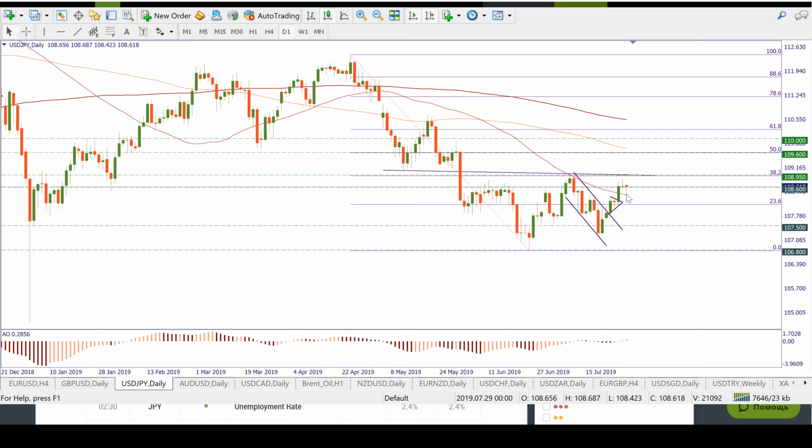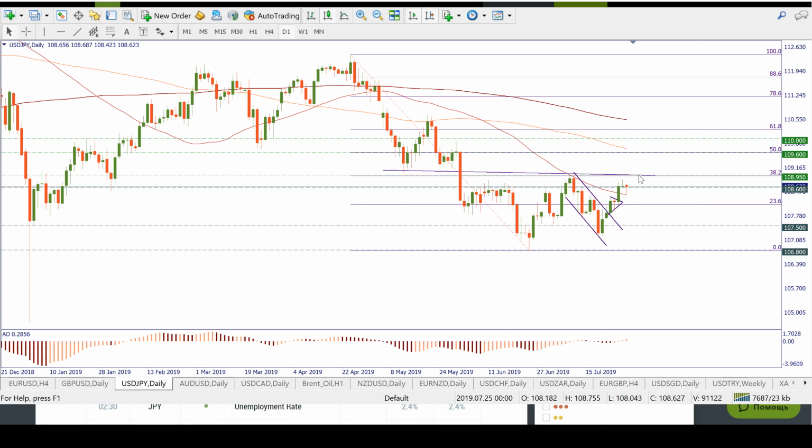If the Bank of Japan is dovish and the Federal Reserve is not so dovish, this advance to levels around 109.60, 110 will be what we expect to happen during the next few trading days. In the meantime, today dollar yen can still fluctuate around 108.60 as market players just wait for the important decisions of central banks to arrive.